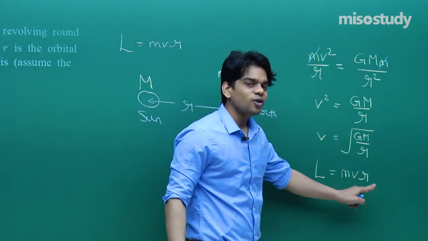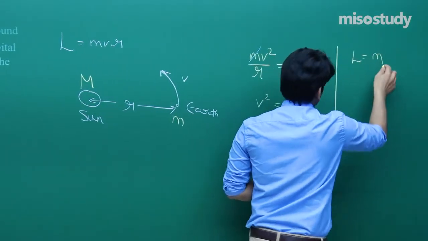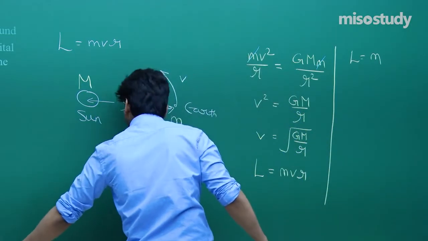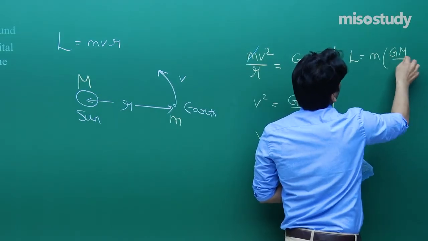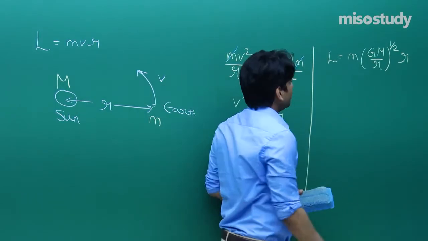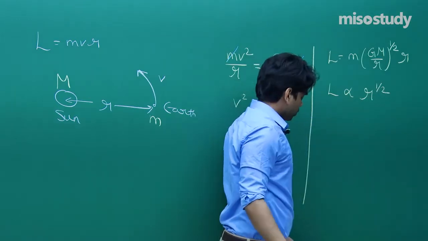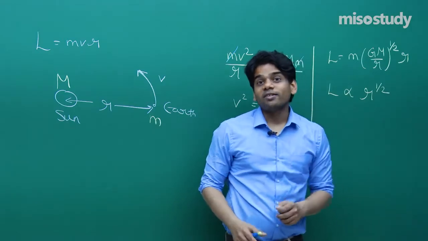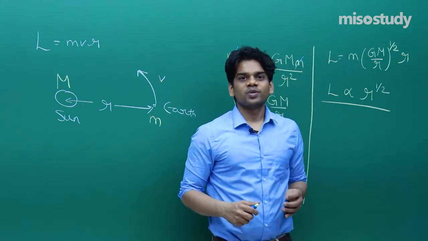Now let's go ahead and put the values of v and r. We will be having L equals m. What is the value of v? That is under root G M by r. So as I proceed, this will be equal to m times G M by r to the power 1 by 2 multiplied with r. Easily you can see that L will be proportional to r to the power 1 by 2. You see this, here you have r to the power minus 1 by 2 multiplied with r to the power 1, you will be having r to the power 1 by 2. So L is clearly proportional to r to the power 1 by 2.